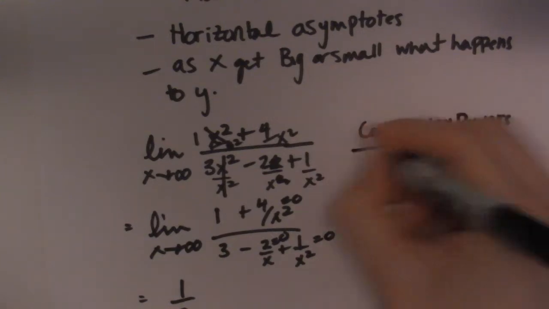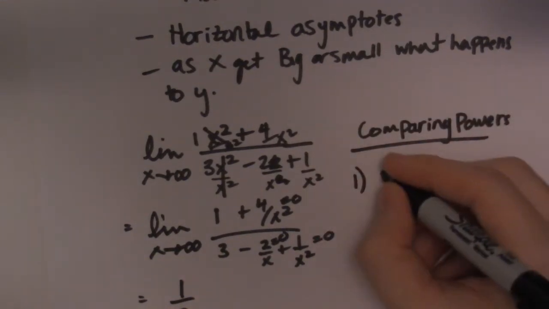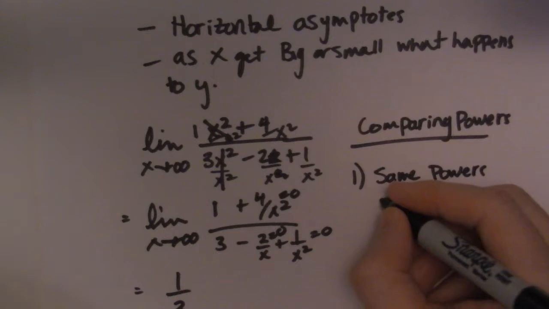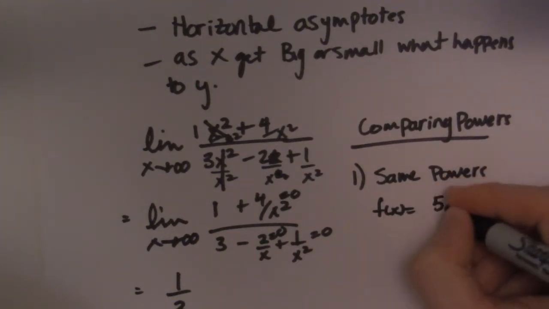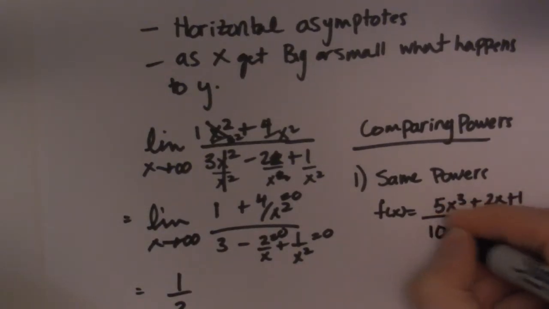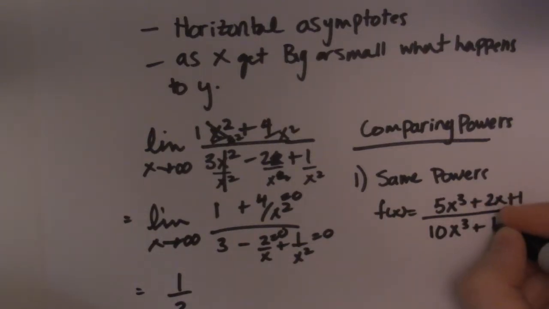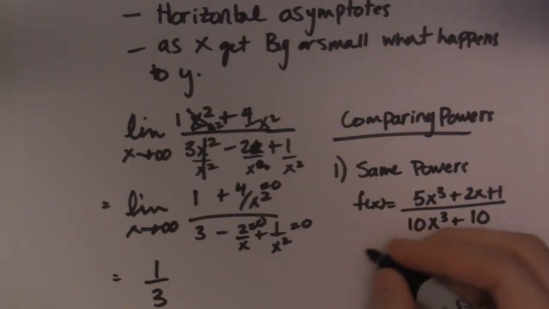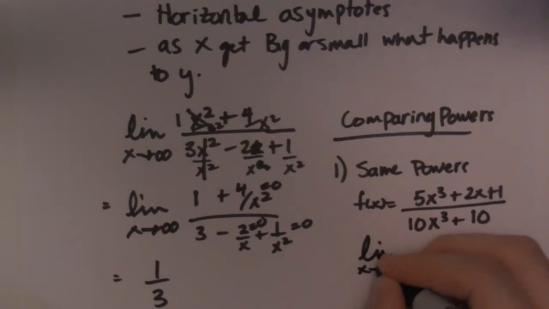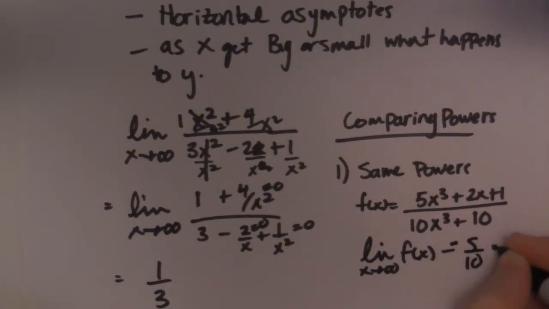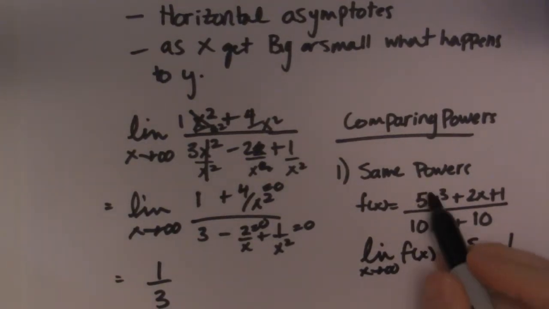So the first example is the same powers, like the example we just had. So if I have, say, 5x cubed plus 2x plus 1 all over 10x cubed plus 10. I just don't want to write out a full cubic, but anyway, it doesn't matter. The highest power is the cube, and it's the same in the top and the bottom. So all we do is take the coefficients. My limit as x approaches infinity of f of x for this function would just be 5 over 10, which is 1/2. So you look at the coefficients and you essentially just divide them.